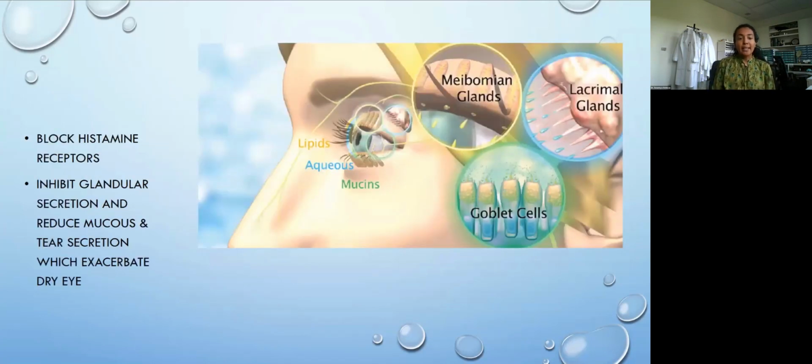So why do antihistamines cause dry eye? Because they block histamine receptors, right? And what blocking histamine receptors does is it inhibits the glandular secretion. It reduces mucus and also tear secretion, which is when dry eye exacerbates.